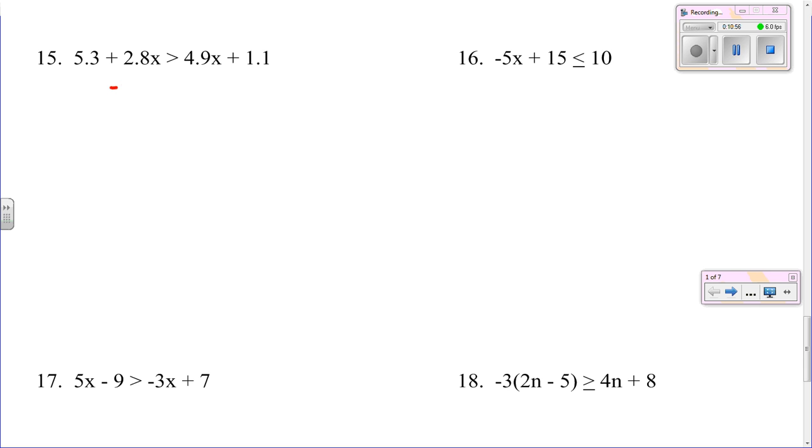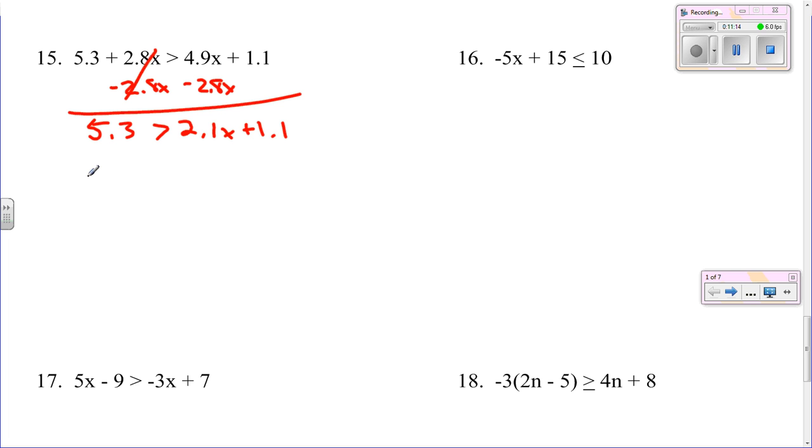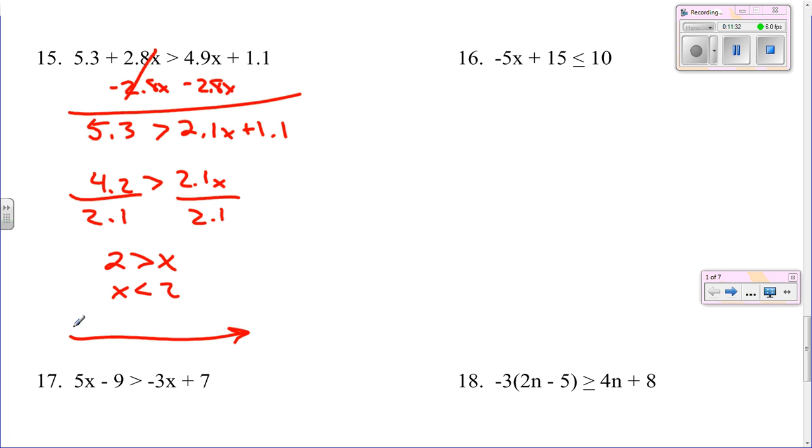Number 15, subtract the 2.8x. Those cancel out. You get 5.3 is greater than 2.1x plus 1.1. Subtract the 1.1. You get 4.2 is greater than 2.1x. Divide by 2.1. You get 2 is greater than x, or x is less than 2. 0, 2, open circle, shade left.